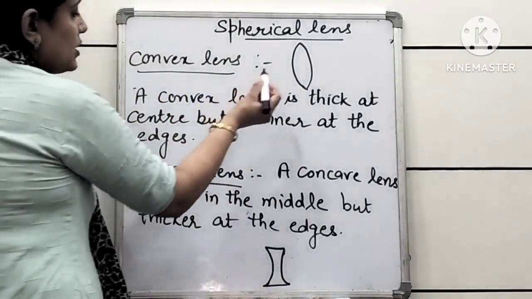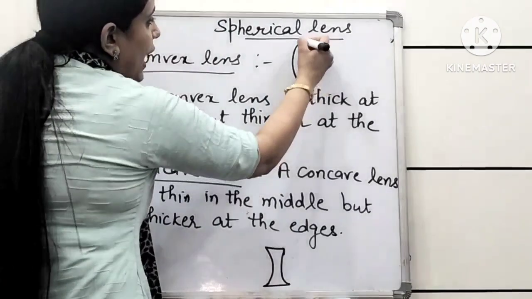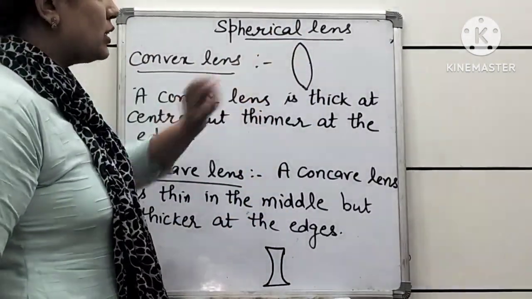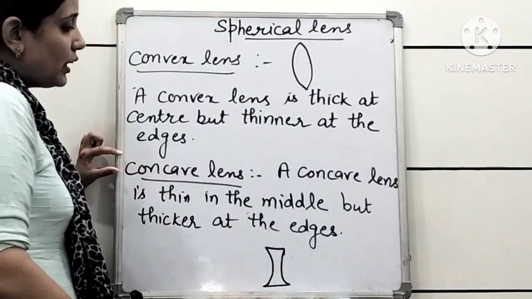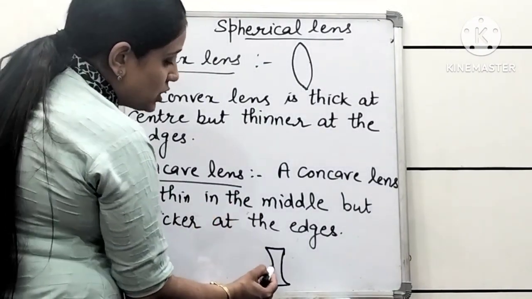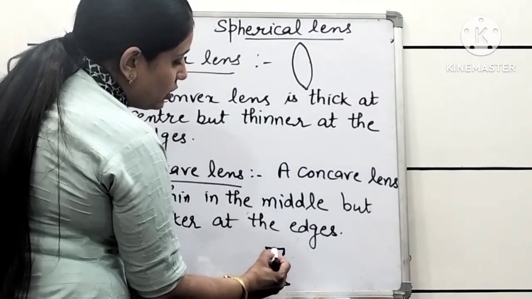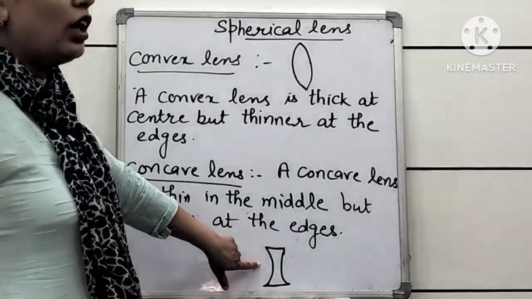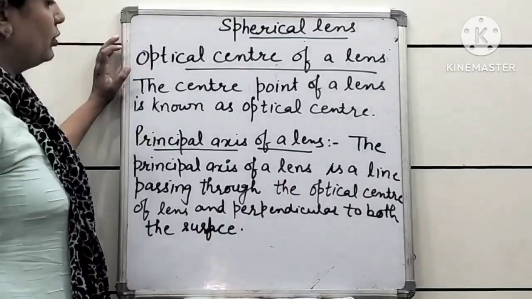A convex lens is thick at the center and thinner at the edges. That type of lens is known as the convex lens. A concave lens is thin at the center and thick at the edges. That type of lens is known as the concave lens.